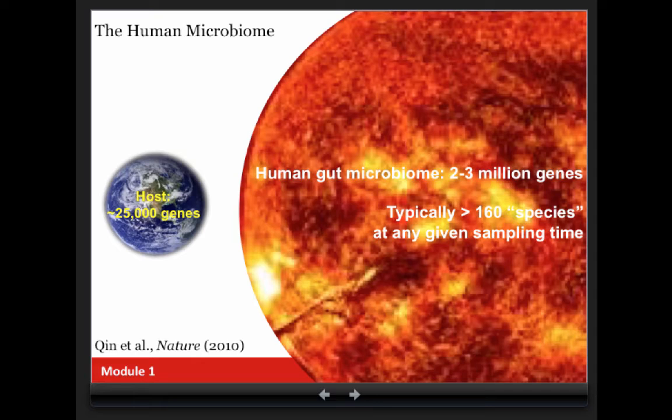And in a typical person, we have greater than 100 species, depending on how you define species, and of course, a much higher number of strains in the human gut, and that's just at any given time. The system highly fluctuates quite a lot.